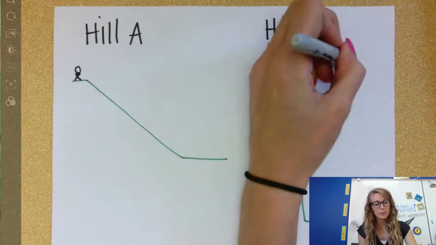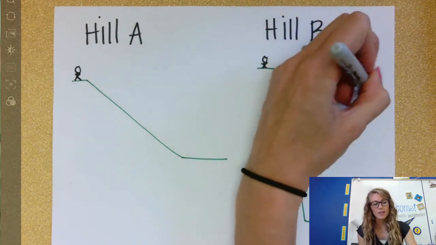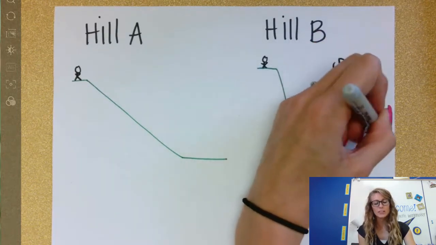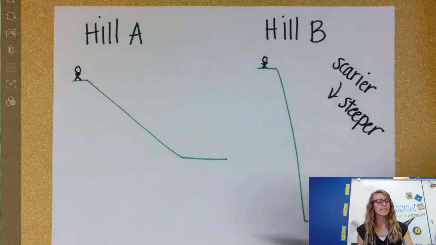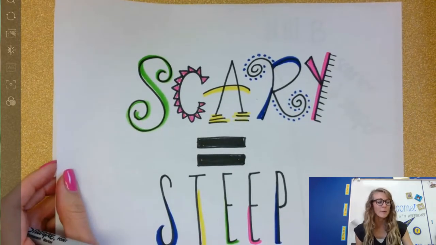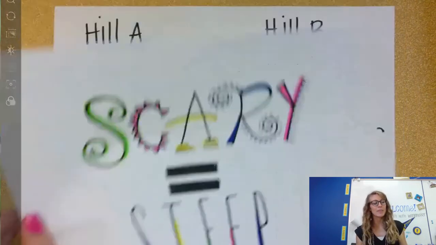I would say that this one would be scarier. And that's going to mean that it's also the steeper one. So that's one way that you can think about it, thinking that scary equals steep. The scarier one to fall down would be the steeper of the two.